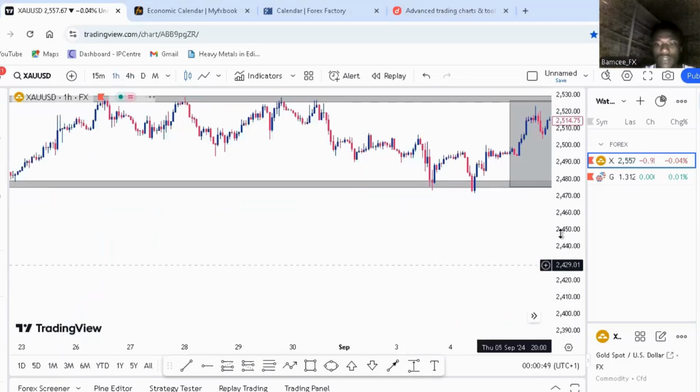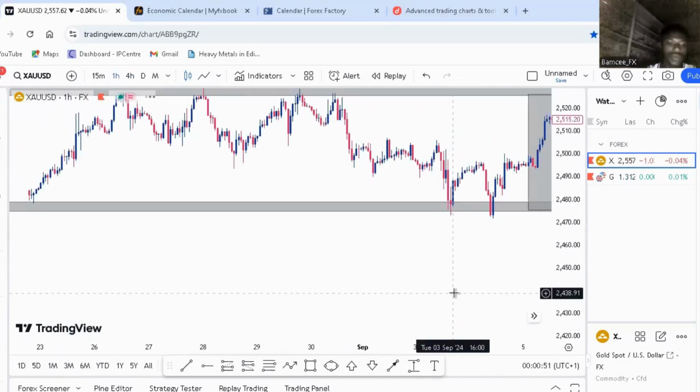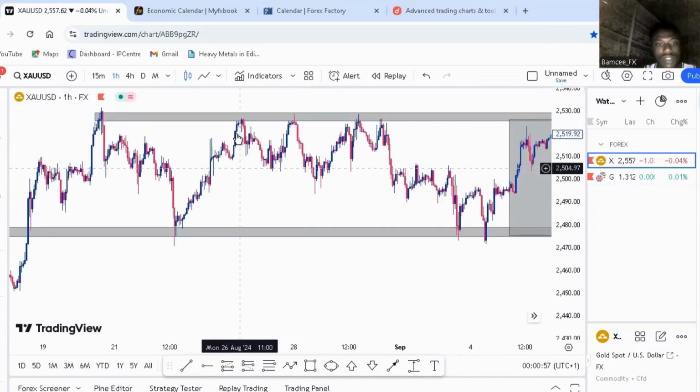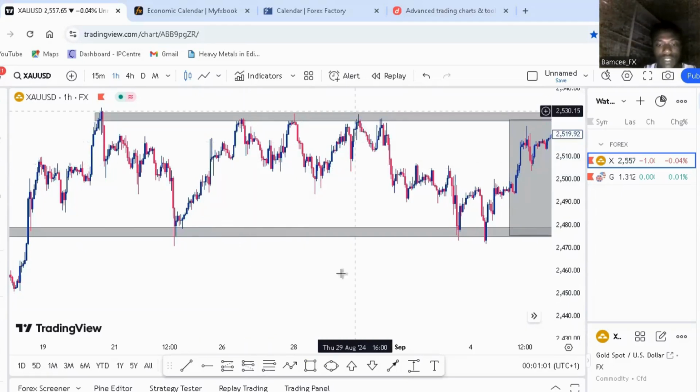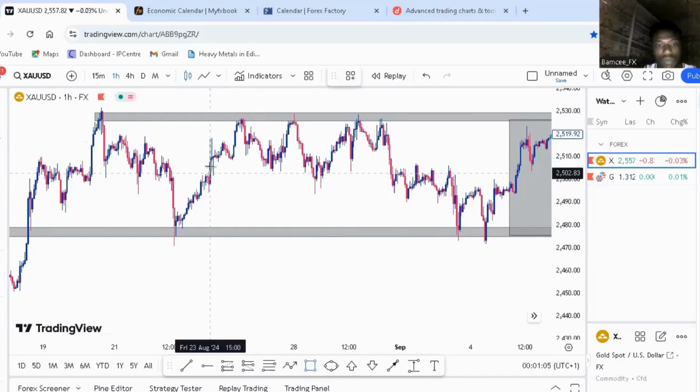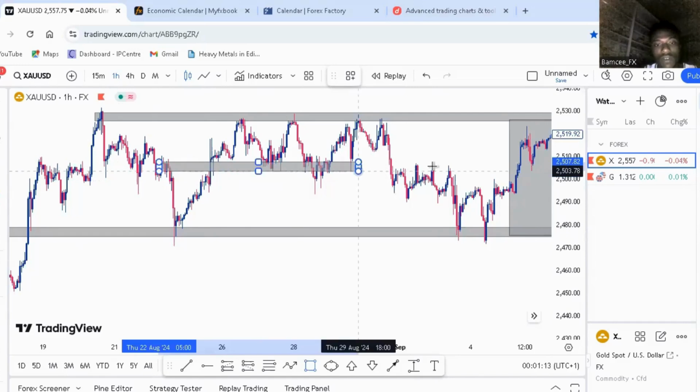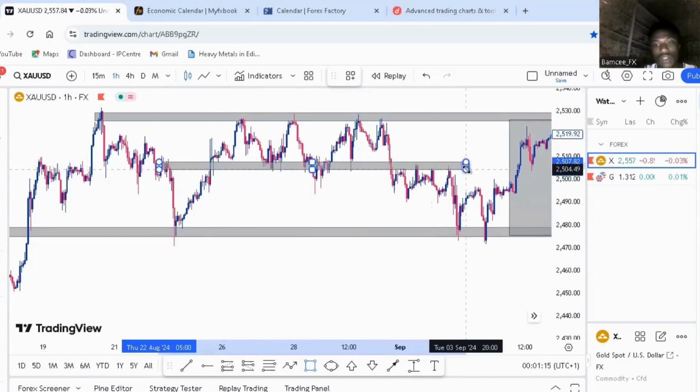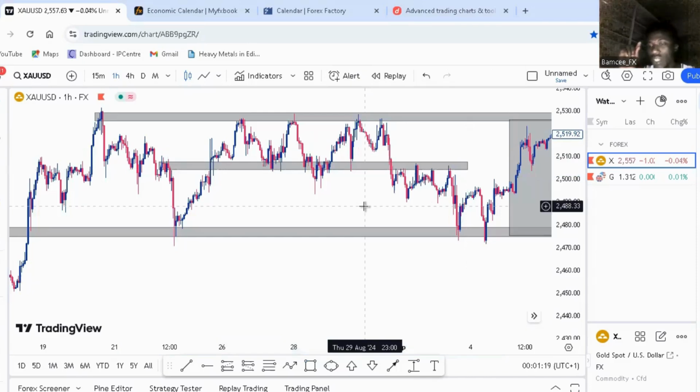Now on 1 hour, you can see what is happening here on gold. Gold retested, came back, retested, moved on again and retested, and this area at that point served as what? Support area. This particular zone served as support area to show you that gold always respects support and resistance areas very, very well.